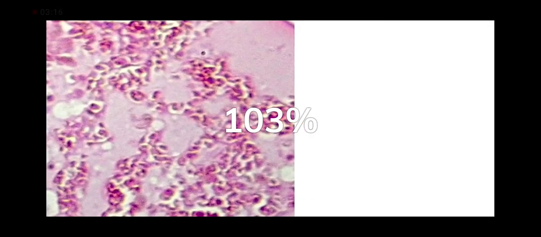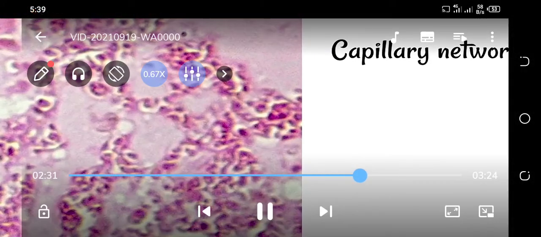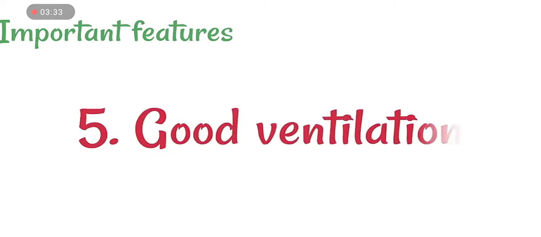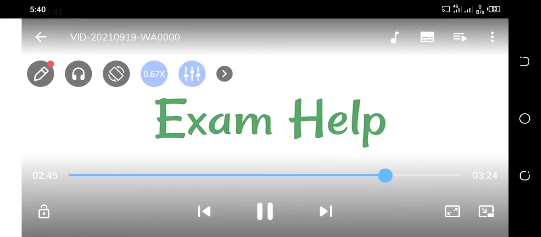If we have a little look at what lung tissue looks like under a microscope, we can see this sort of zigzag. This is the capillary network. And we can tell that because if we look at one of these individual little red splotches here, those are individual red blood cells. Finally, there is very good ventilation, and that basically just means there's a really good supply of air, which is supplied through breathing.